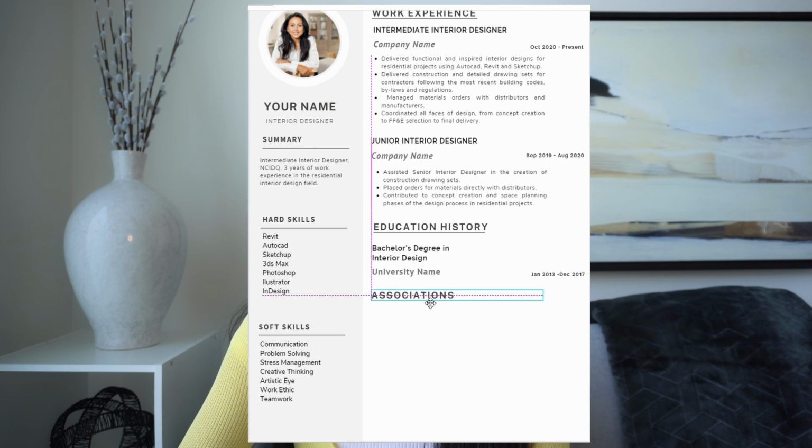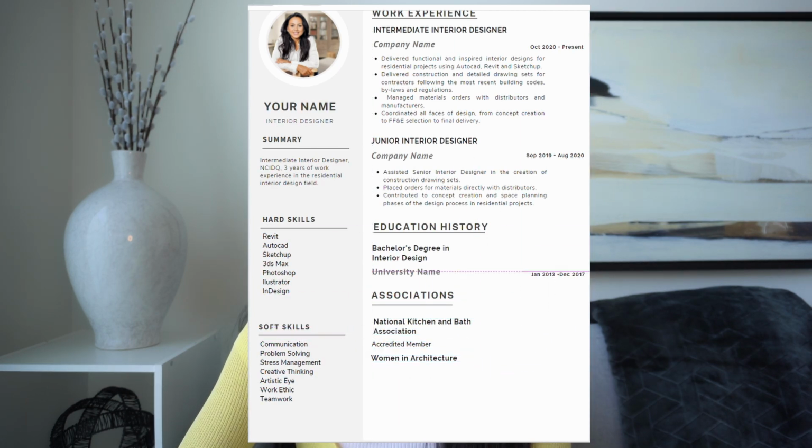Next thing that I would add would be the associations that I am a member of or that I'm part of. And this is very important because it tells the employer that you're very active in the interior design community. So if you're part of the NKBA or the WIA here in Vancouver, any other interior design organization or association or community, you want to say that you are part of that.